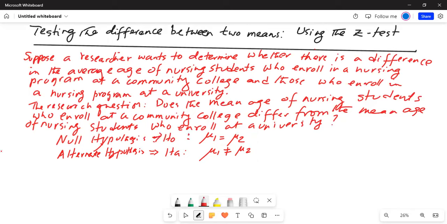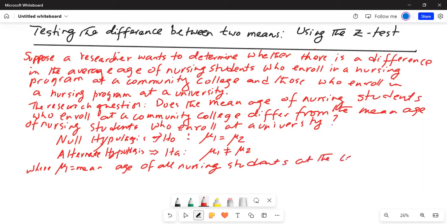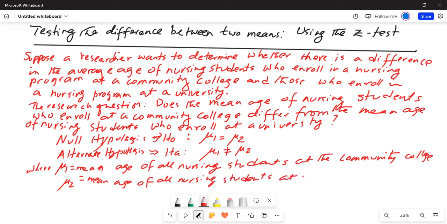Where mu1 is the mean age of all nursing students at the community college, and mu2 is equal to the mean age of all nursing students at the university. Okay, so let me create some space.